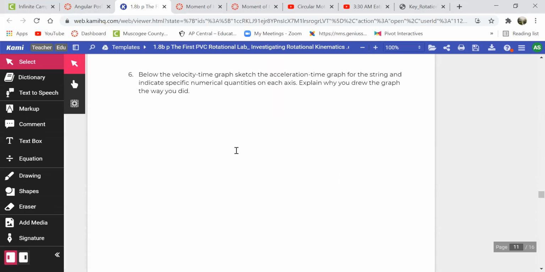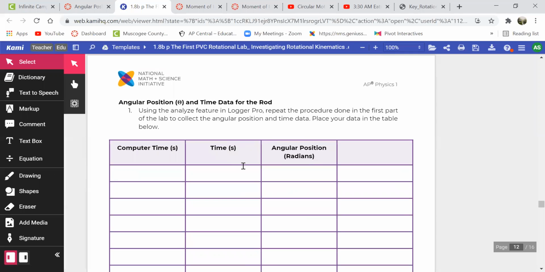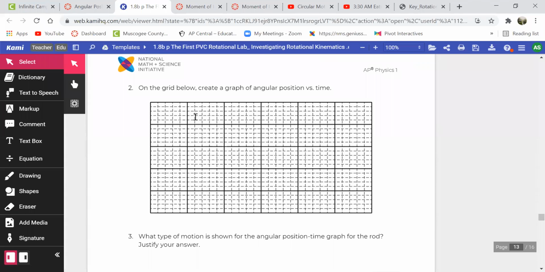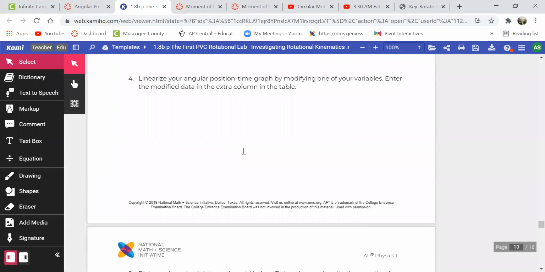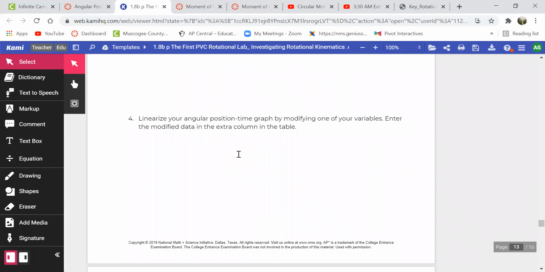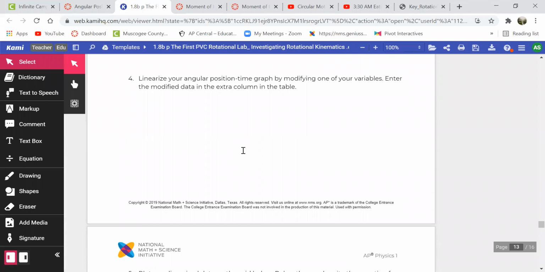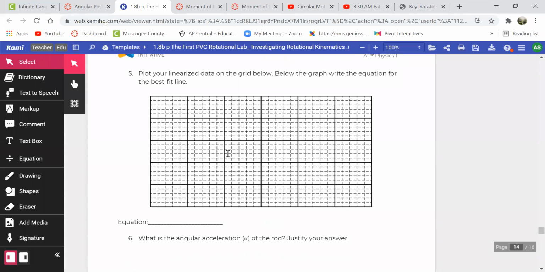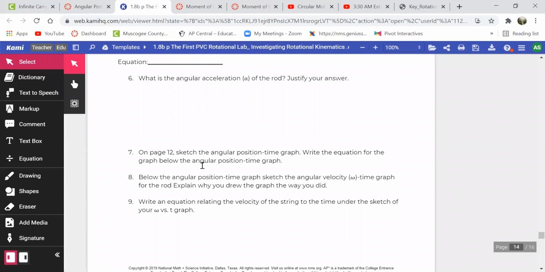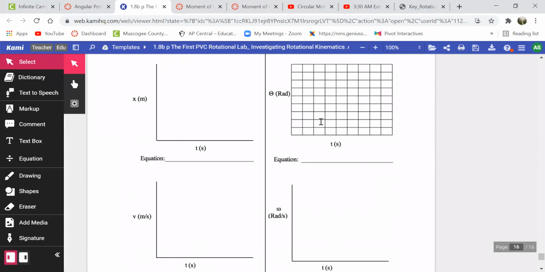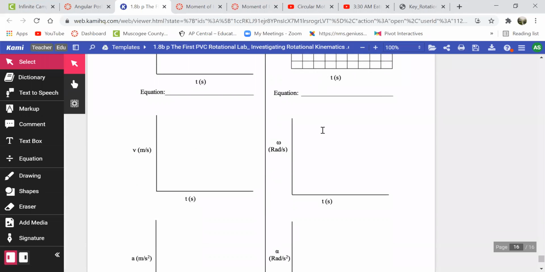All right. This is where that data is. This is the position versus time graph. You're going to answer those questions. You're going to linearize the data. I wonder what that means. So you're going to have to square or take the inverse of one of the variables. You're going to plot that linearized data. And then you'll answer these questions. All right. Then you're going to take that data. You're going to plot it here, have the right variables as you go down.